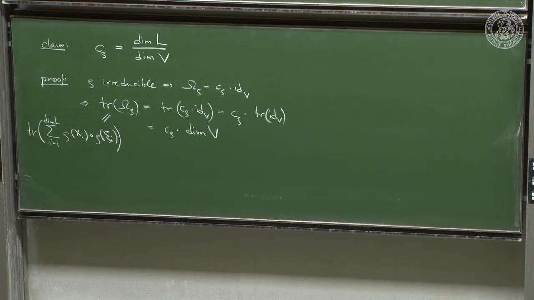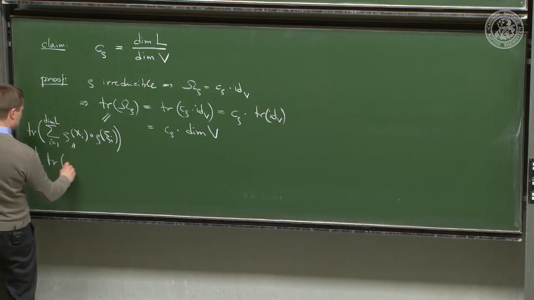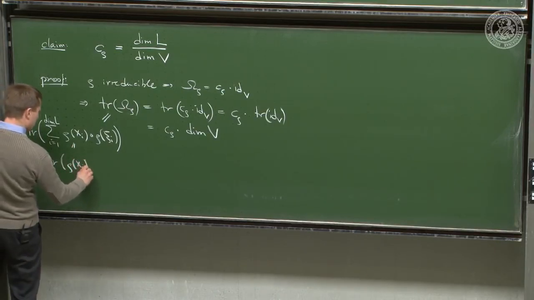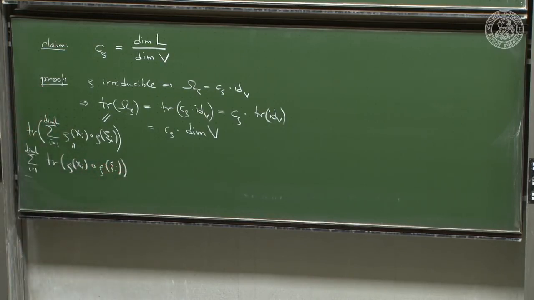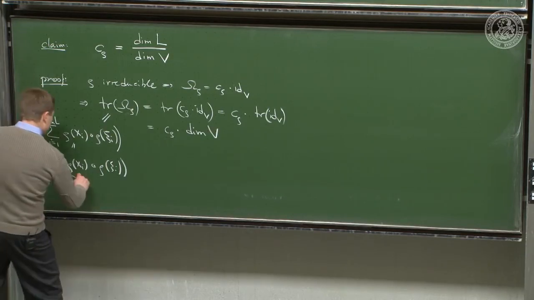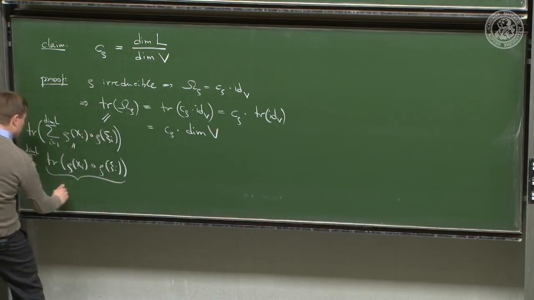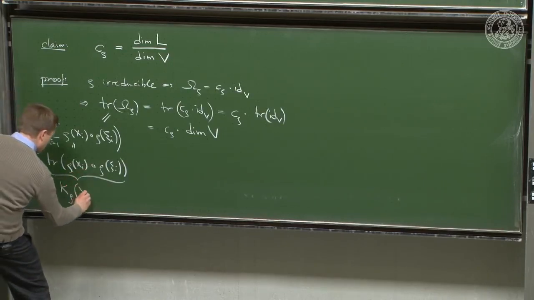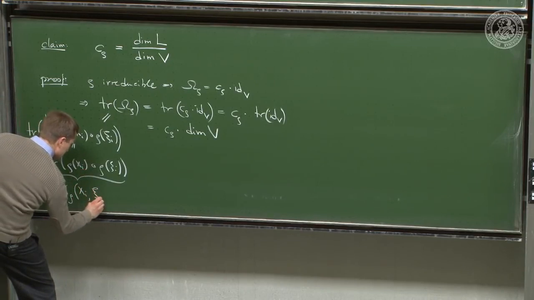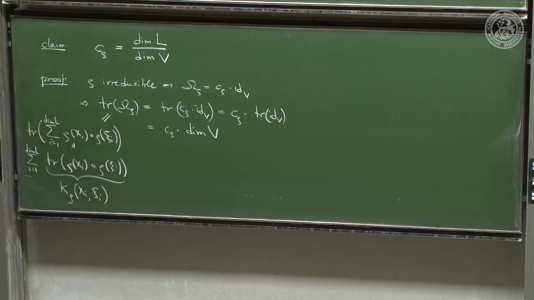Now let's pull out this sum, dim L, and we just have the trace of rho of xi after rho of xi i. But this is nothing but our Killing form K rho with respect to the rho map of xi comma xi i. Do you agree?